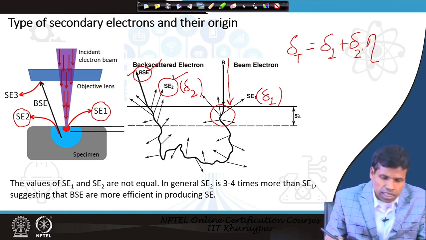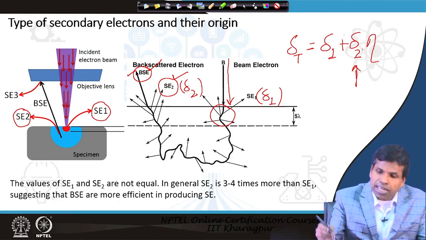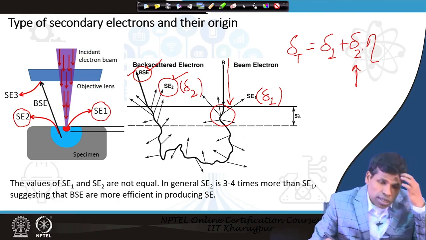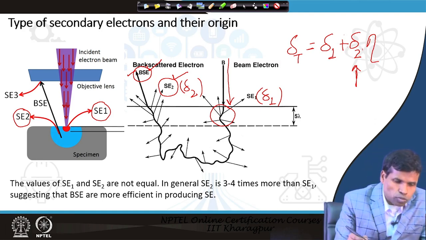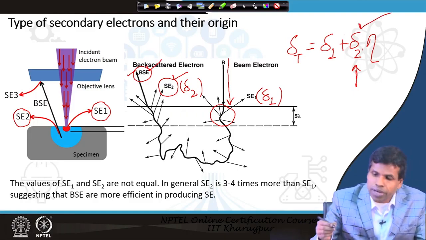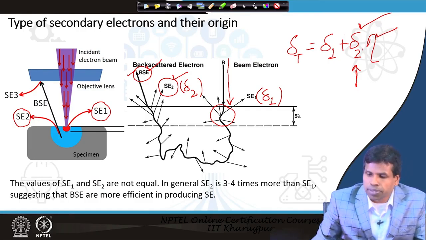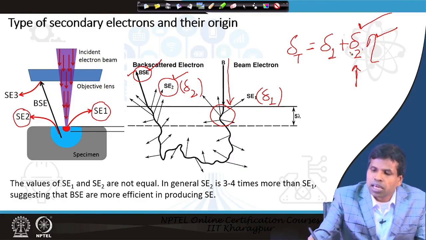Now, this del 2 is more than del 1 in most cases, because backscattered electrons are more efficient at generating secondary electrons. More secondary electrons will be generated through the backscattered electrons, so generally del 2 is more. But backscattered electron generation also depends on the atomic number of the material. When we have higher atomic number atoms present in the material, more backscattered electrons will be generated. On the other hand, if we have a lighter atomic number material, the backscattered electrons will be fewer, and therefore del 2 will be less.